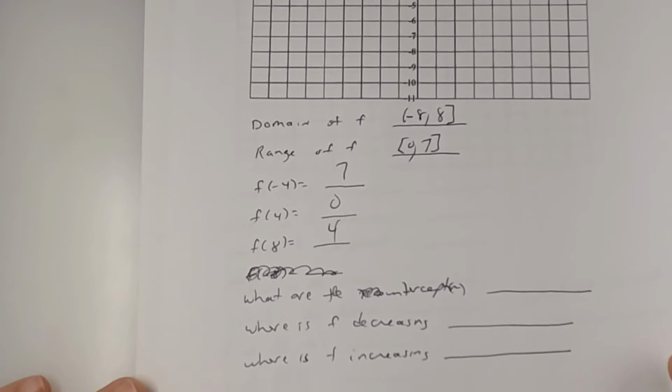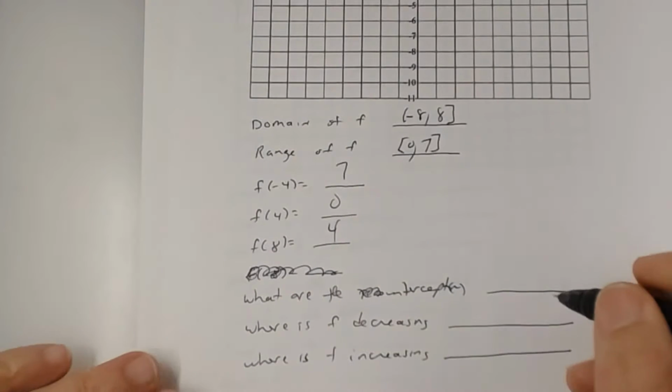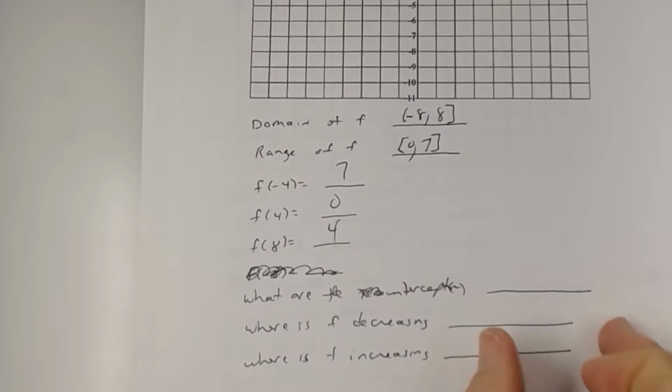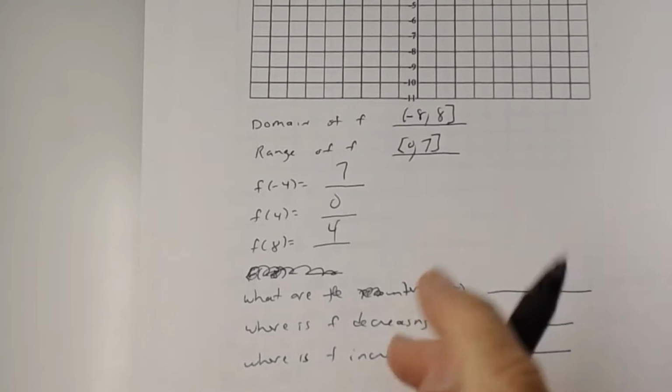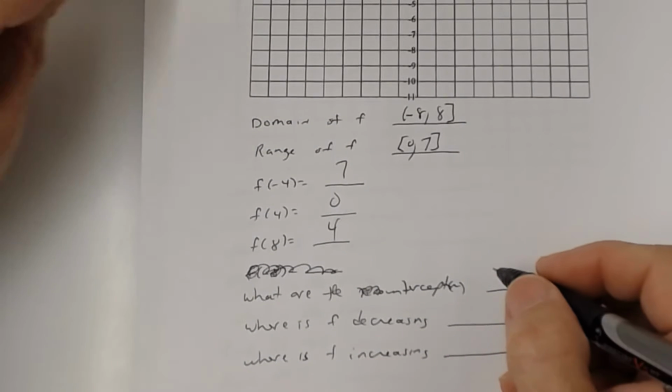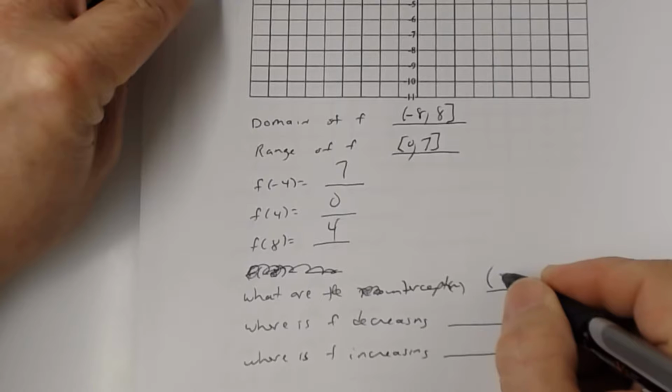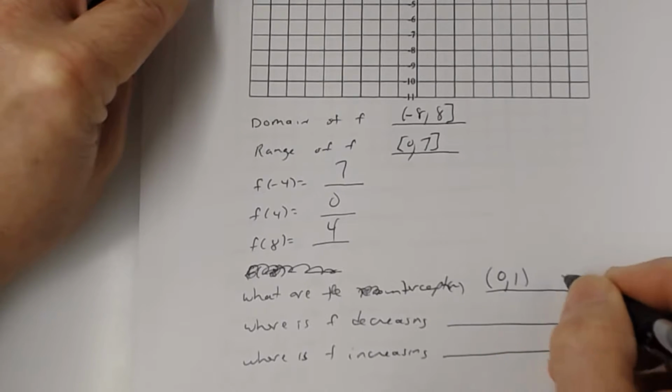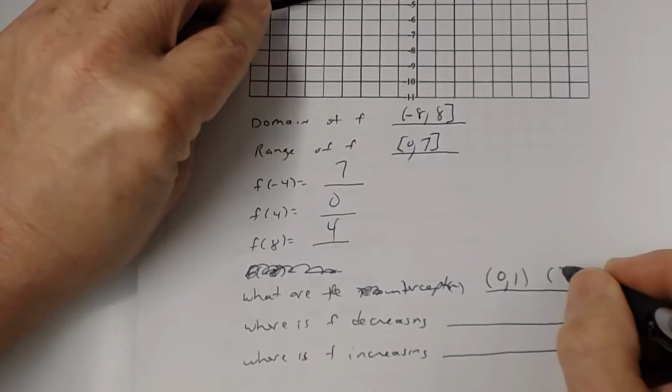What are the intercepts? There are 2 of them, right? So now, whenever it's listed in blank like this, chances are they're going to want you to put this as an ordered pair. So it just says intercepts, right? It didn't say what are the x-intercepts, what are the y-intercepts. In that case, put them as ordered pairs.